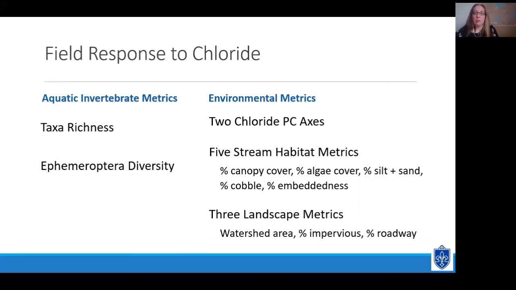This approach maximized model fit while minimizing the number of explanatory variables that were included from the list of environmental metrics.